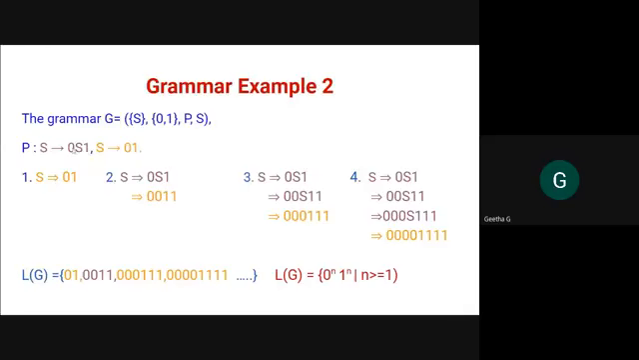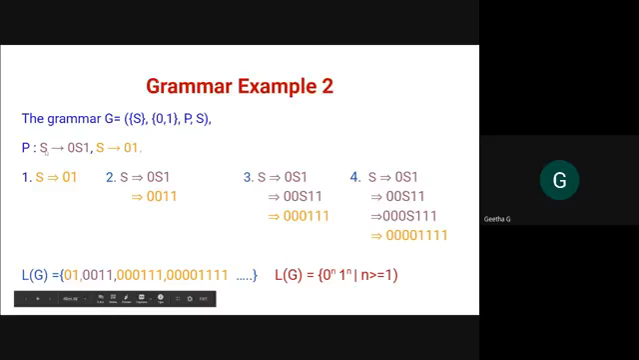If I keep going with 0S1, and for this S again 0S1, again 0S1, it will keep going. When will it stop? I have a stopping production rule containing only terminals. Then only it will generate strings. So the minimum length string for this grammar is of length 2, that is 01. That I had placed here.